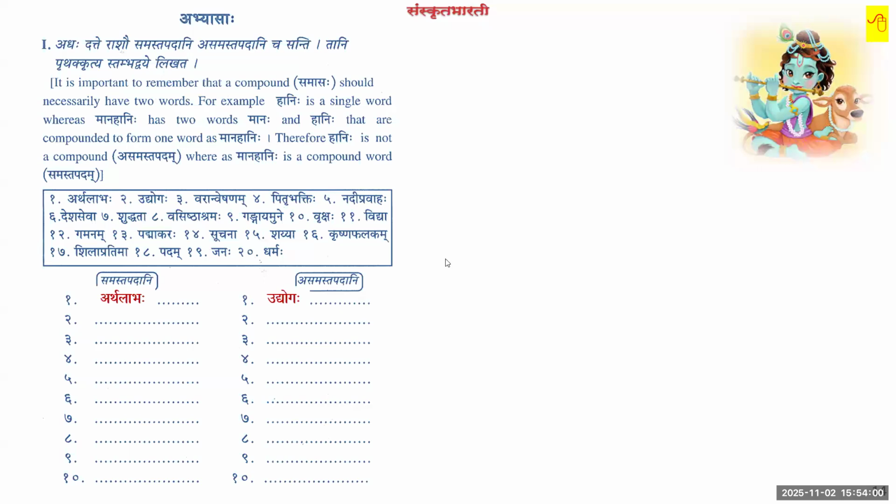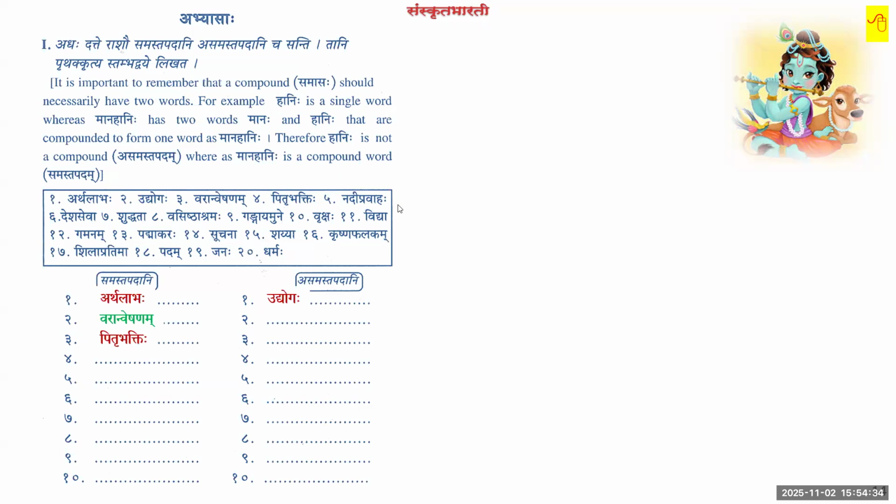Varanveshanam. Samastapadam. This is a problem for all of us who are 50 plus. For our apatyas, we are doing varanveshanam. Vara Anveshanam, Varasya Anveshanam. If you have multiple daughters, Varanam va Anveshanam. Pitru Bhaktihi. Samastapadam. Pitru is there and Bhakti is there. Pitari Bhaktihi, Pitru Bhaktihi.